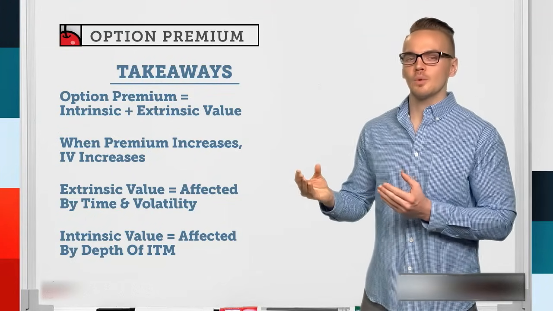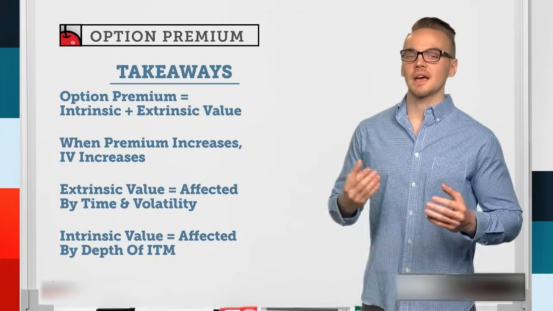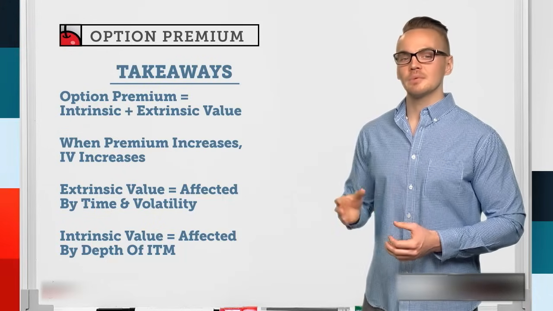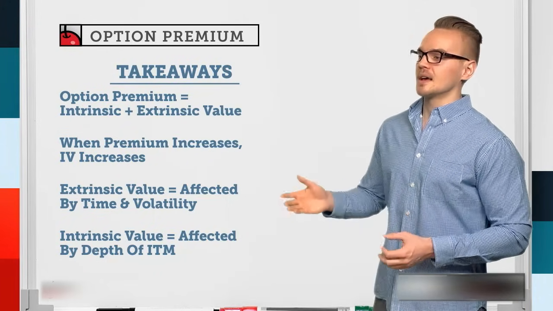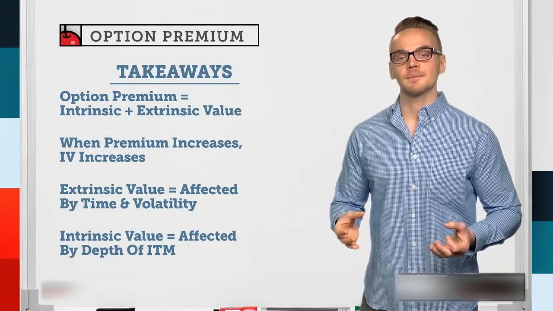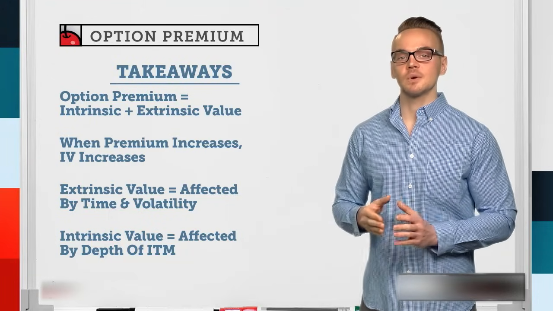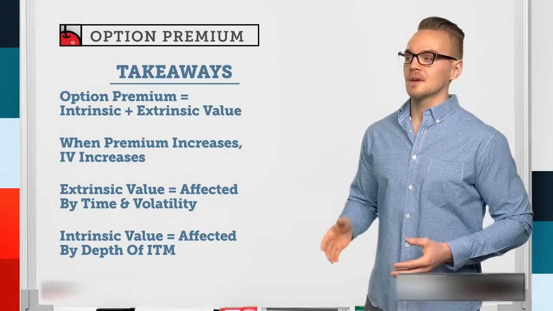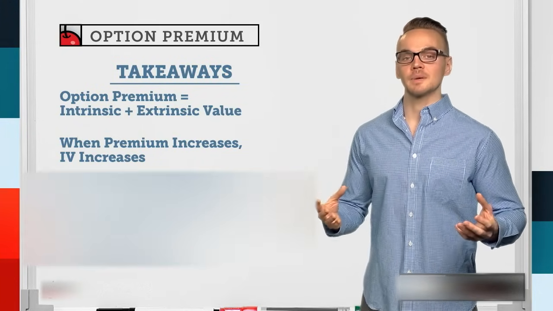We can't ever really know where implied volatility will be in the future, but we do know that time will decay and lower the option price over the lifetime of that trade. So implied volatility is really the X factor when it comes to extrinsic value. And lastly, intrinsic value is affected by the depth of being in the money. So in the money is basically having intrinsic value. So the deeper in the money an option is, or the more intrinsic value it has, it's going to increase that intrinsic value and will therefore increase the option premium.